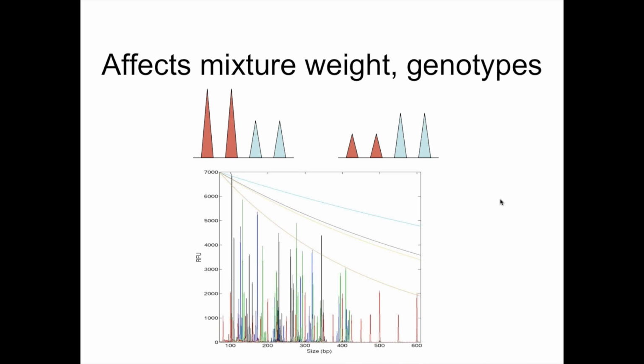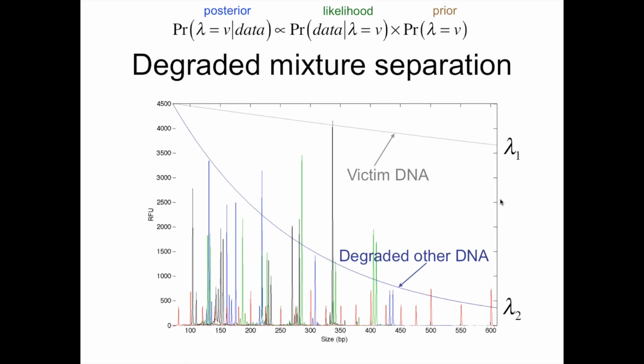And so this affects the mixture weight, which is varying as you go from left to right across the degraded loci. And since mixture weight is an important part of inferring genotypes and separating them out, it can affect the genotype inference as well.